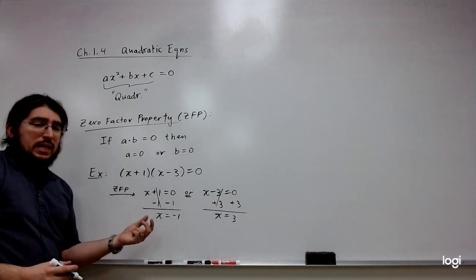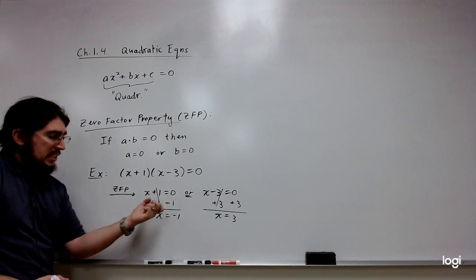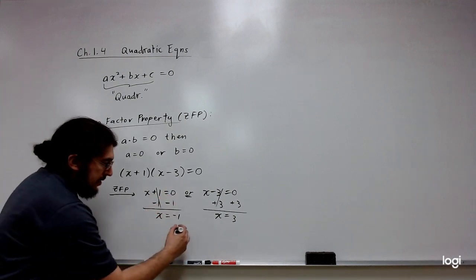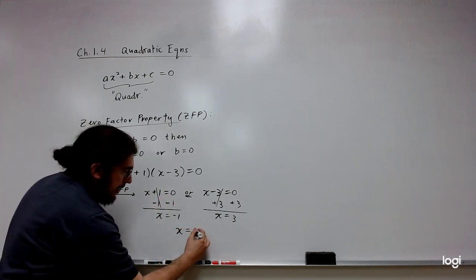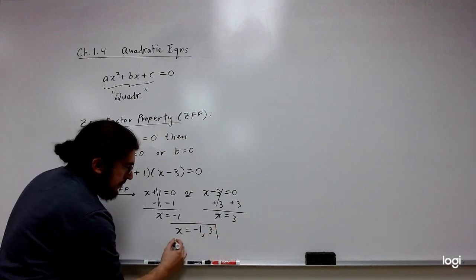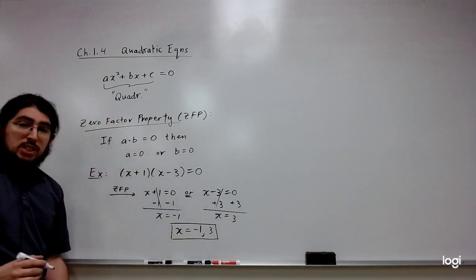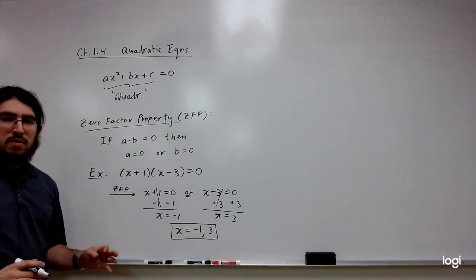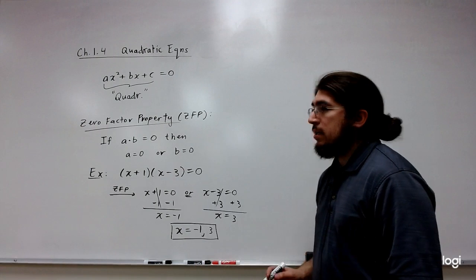So now altogether we can say that these are our two solutions. X is either going to be negative 1 or positive 3. So we can write that as a comma-separated list. X is equal to negative 1, comma 3. Just like that. And now we'll move on to next example.